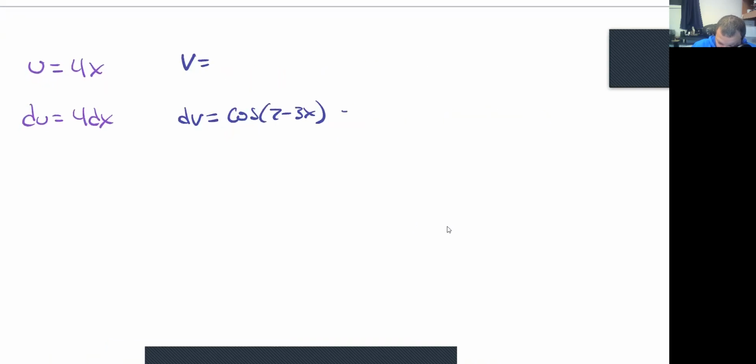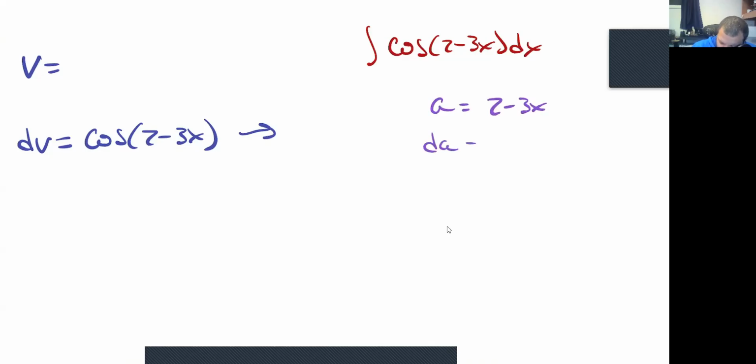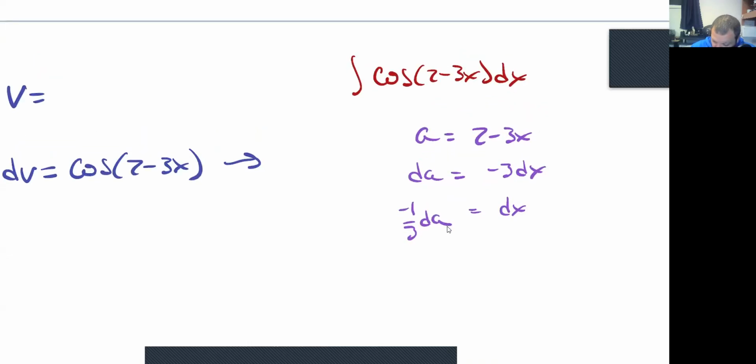Right, so let's look at this thing for a second. If I were just trying to take the antiderivative of the cosine of 2 minus 3x dx, let's make a substitution. I don't want to make a u substitution, so I'm going to call it a. If we let a equal 2 minus 3x, then da would equal negative 3 dx, which means that dx would equal negative 1/3 da. So this integral would be like having negative 1/3 cosine of a da.